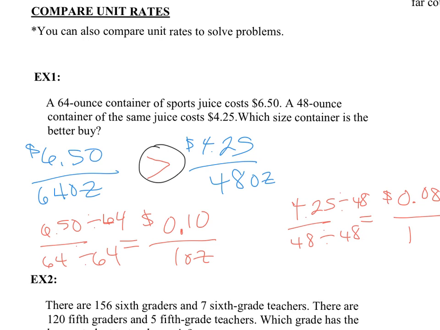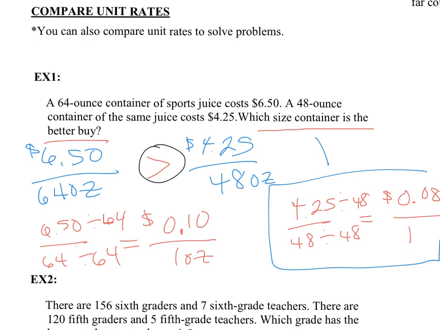But the question is actually asking which size container is the better buy. So technically, the better buy would be the one that costs the lesser amount, which would be the second one. So the one that costs less is the $4.25 for 48 ounces. So this is the exact answer we want. This is the better buy.